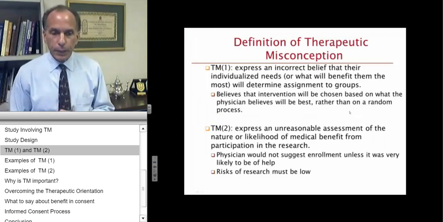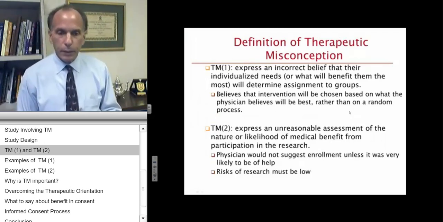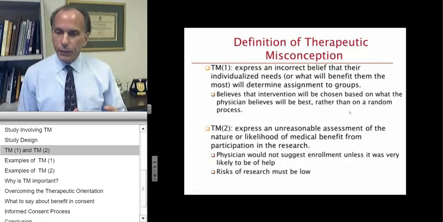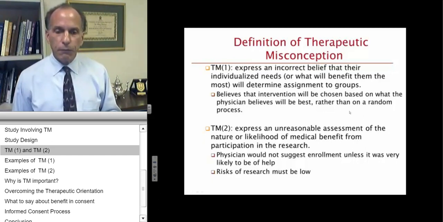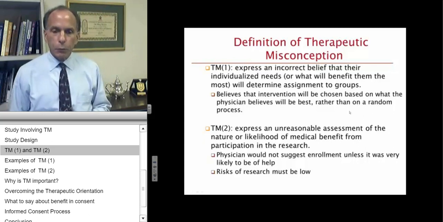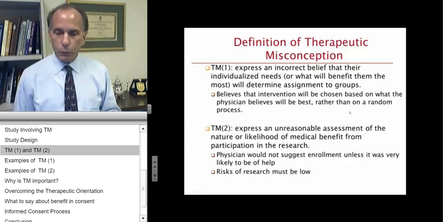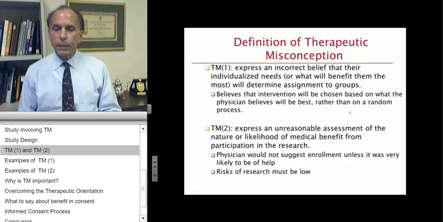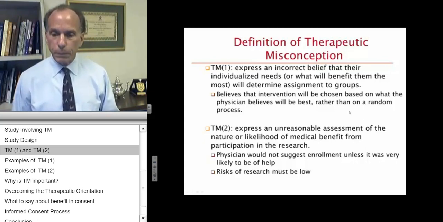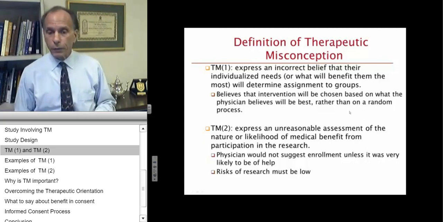This is shown in this next slide. Essentially, TM1 expresses an incorrect belief that patients' individualized needs, or what will benefit them the most, will determine assignments to groups. Essentially, there's a belief that the intervention will be chosen based on what the physician believes will be best, rather than on a random process.